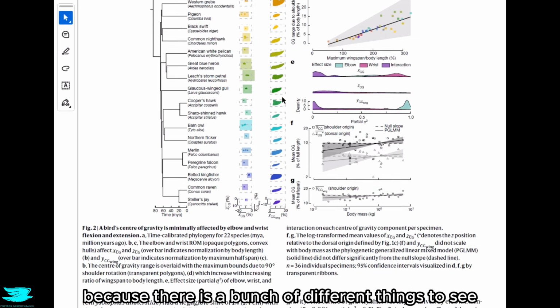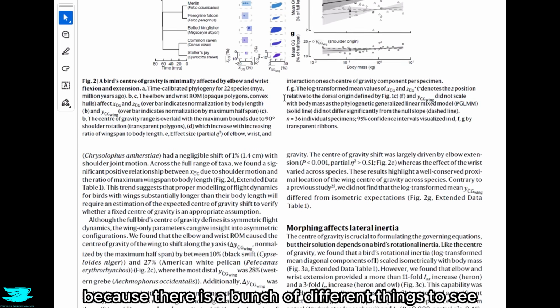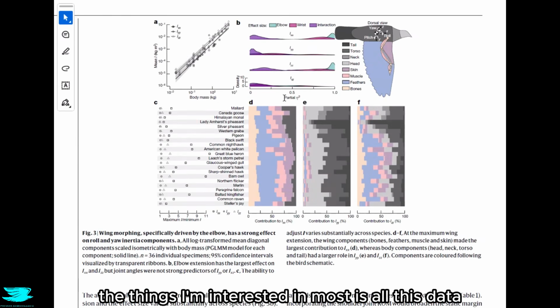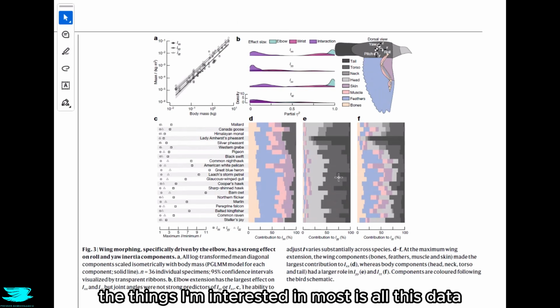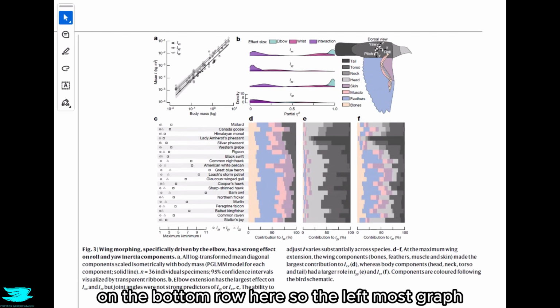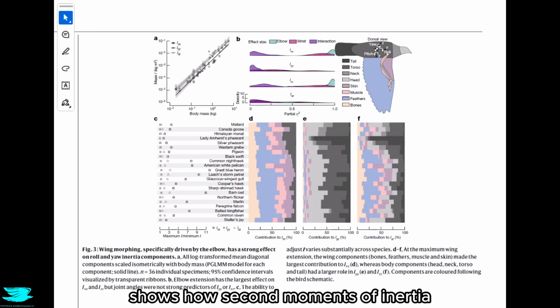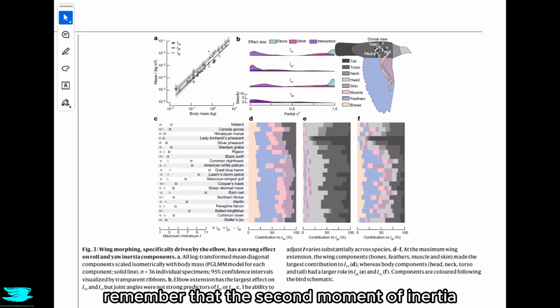Anyway, let's now move on to figure 3 because there is a bunch of different things to see. The things I'm interested in most is all this data on the bottom row here. So the leftmost graph shows how the second moments of inertia differ between the 3 directions for different birds.